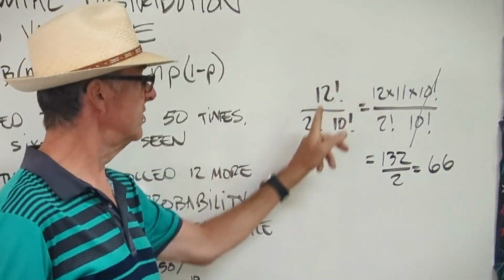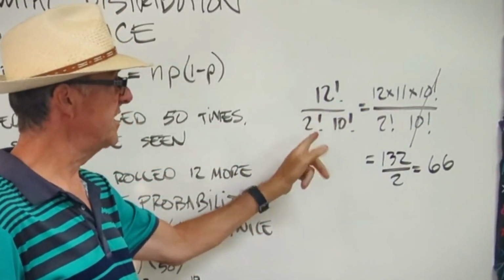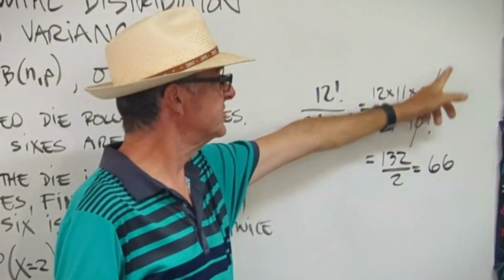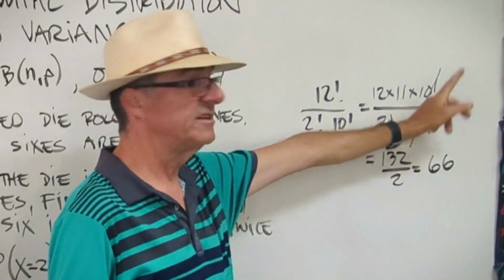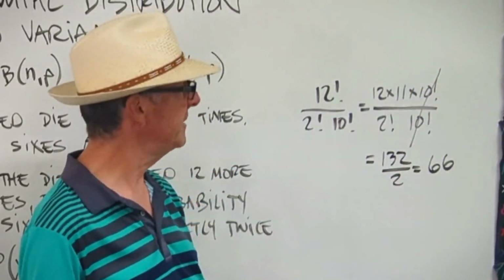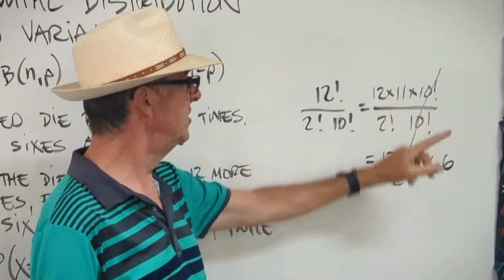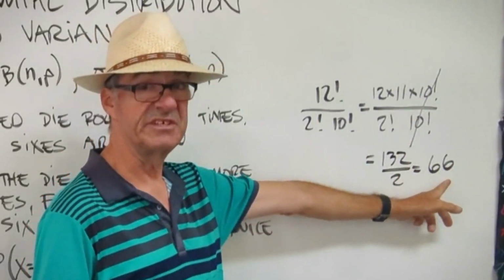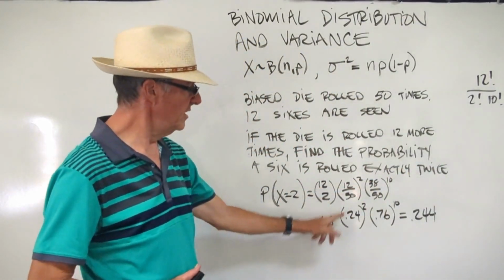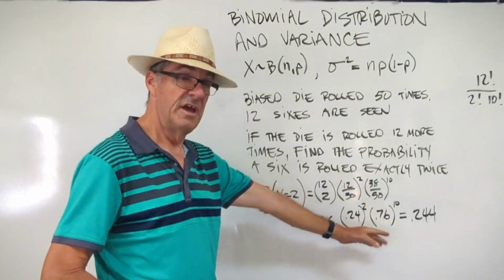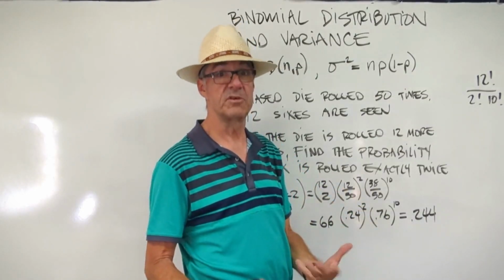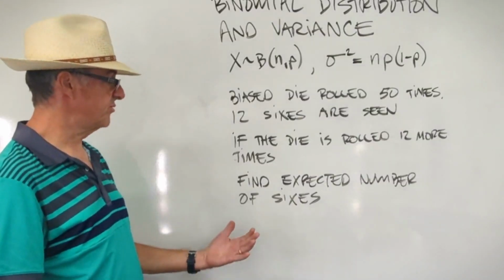All right, so I did the combinatorics for you right over here. I got 12 factorial over 2 factorial, 10 factorial. Now remember, there's a nice shortcut. You don't have to expand this all the way out. Once you get to 10, you can just leave the factorial on it, because this means 10 times 9 times 8 all the way on down. Because then I get to cancel my 10 factorials right there without expanding them. So then I have 12 times 11 over 2, 132 over 2, which is 66. So that brings me back to my combinatorics term just being 66. I converted my fractions to decimals, and then I pumped that all into my calculator, and my probability is 0.244 or 24%.